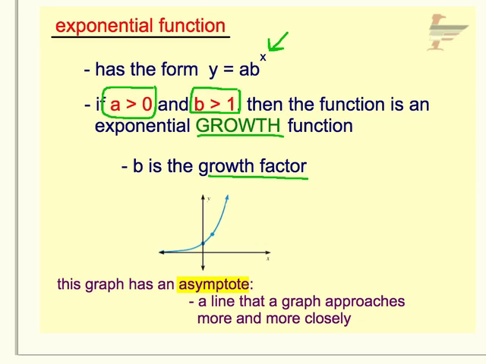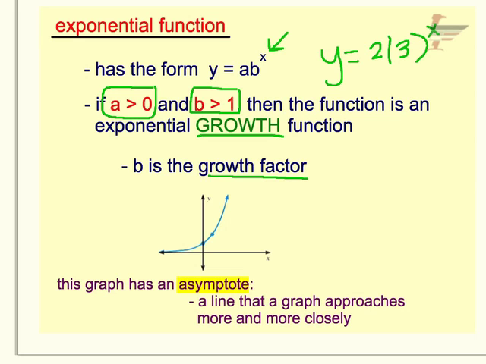So, for example, maybe you would have y equals 2 times 3 raised to the x power. That's a little sloppy, but you get what I mean. In this example, 2 would be that a value. It's greater than 0, so I know it'll be a growth. Oh, and b is greater than 1, so it's a growth. And then the growth factor is that 3.